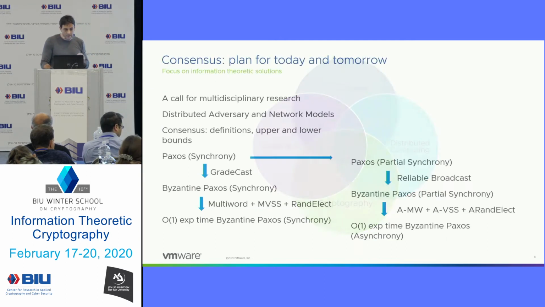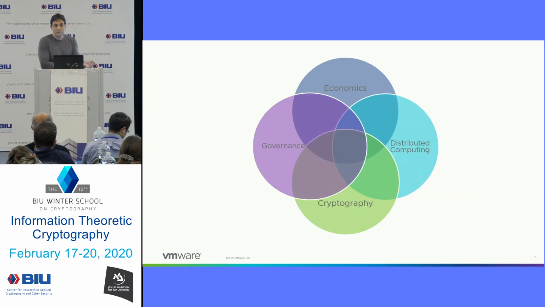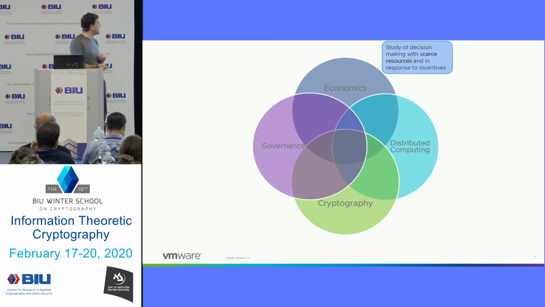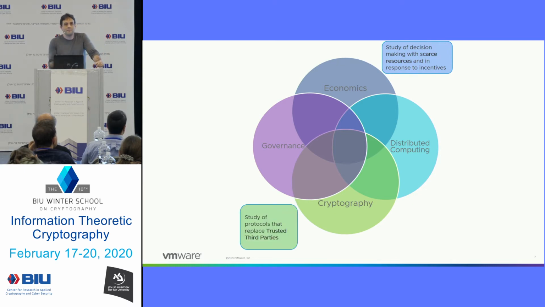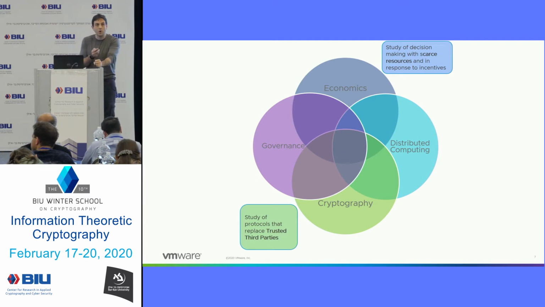Okay, so I said I'm going to give you a call for multidisciplinary research. So here's my belief: if you're interested in cryptography, you should also be interested in other things. In particular, you should be interested in economics, which is the study of scarce resources. You should obviously be interested in cryptography. Cryptography essentially is the study of protocols that replace trusted third parties.